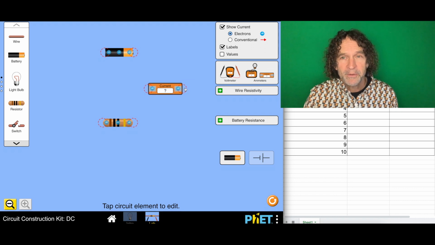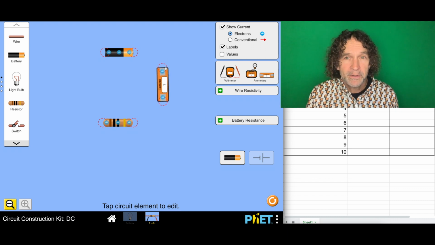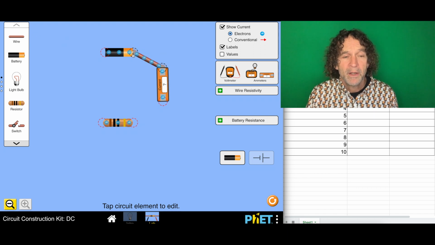Now I need to put an ammeter in the circuit. Now remember, ammeters are part of the circuit, they're in series, and hence we connect it to either end, so it becomes part of the loop, and now we just connect the wires together in order to make a complete circuit.